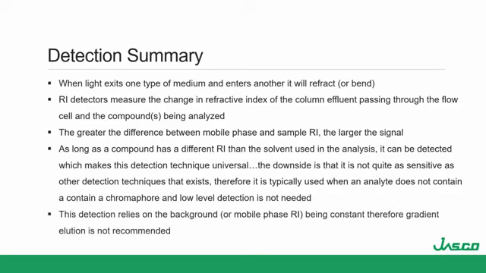So the detection relies on the background being constant, so gradient elution is not recommended, which also brings us to the SFC point. A supercritical fluid behaves very differently than standard liquids you would use in the HPLC. Under a certain pressure and temperature, the RI will vary greatly with minor variations in pressure and temperature. So if you tried to use this on an SFC system, you would have a hard time with the background and therefore probably drown out your compound signal.